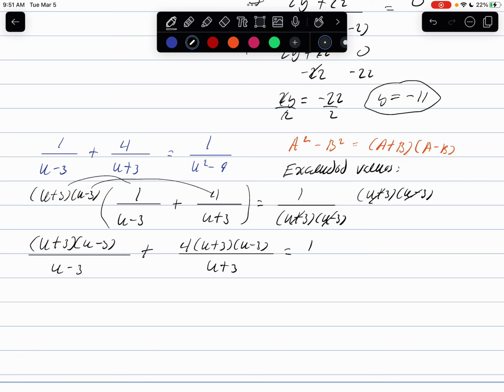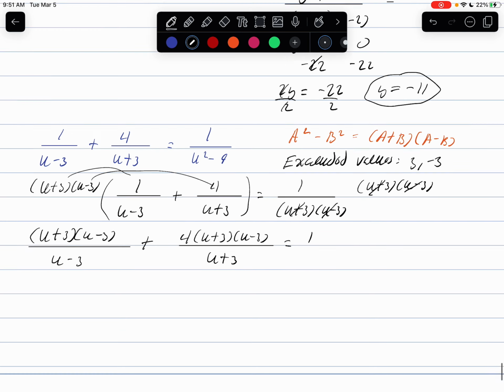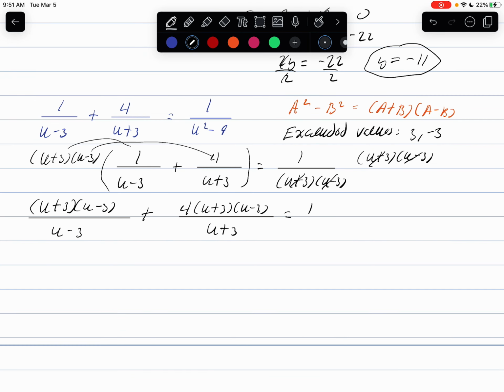Okay, our excluded values. So we had factored this to u plus 3 and u minus 3, and this turned into u plus 3 times 2u minus 3. So we really only need to consider u plus 3 and u minus 3. So our excluded values are going to be 3 and negative 3. Okay, so if we end up with either of those, we'll know we have a problem.